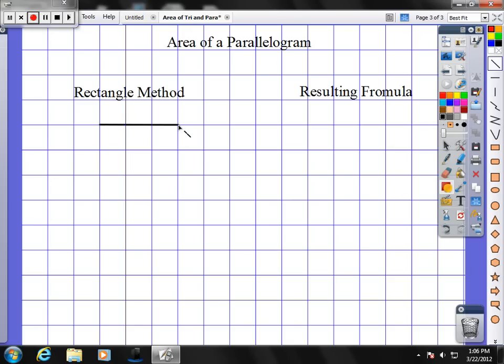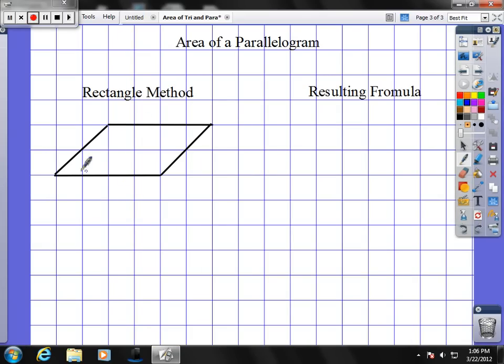So we have, let's make it a decent size parallelogram. Here to here, and that was 1, 2, 3, 4. 1, 2, 3, 4. So there's my parallelogram, and I know it's a parallelogram because each side is parallel to the other sides. So these two sides are parallel to each other, and these two sides are parallel to each other.